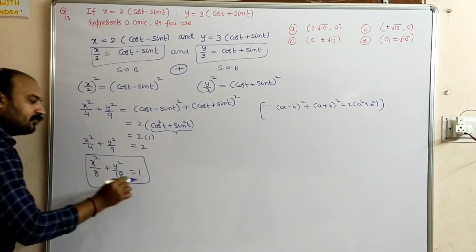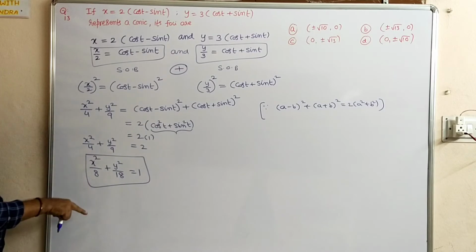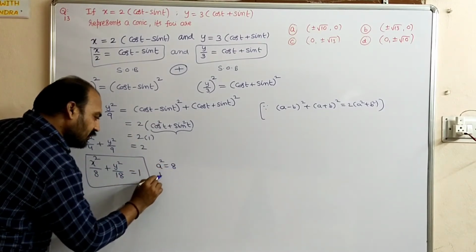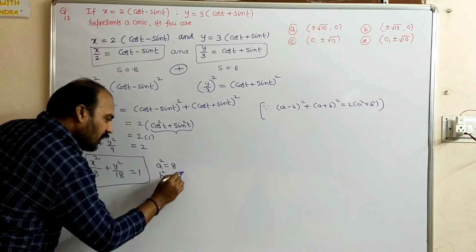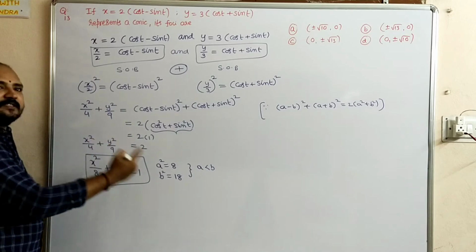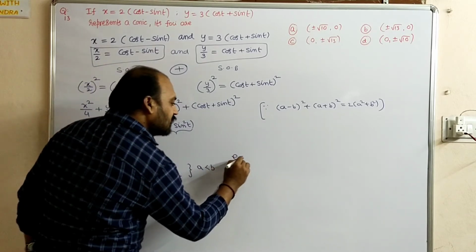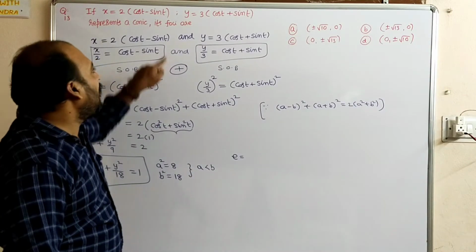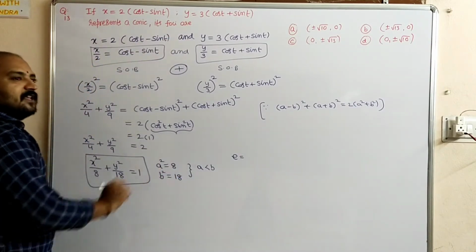Comparing this equation with the standard equation of ellipse, here a square equals 8 and b square equals 18. By observing, a is clearly less than b. Whenever a is less than b, you can calculate the eccentricity e equal to, why are we calculating eccentricity? We need to calculate foci. A is less than b.